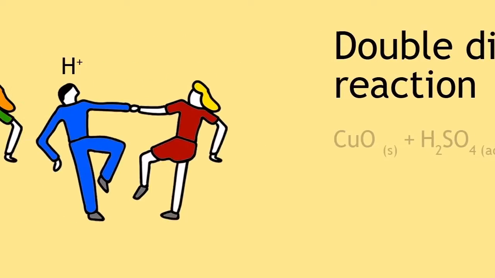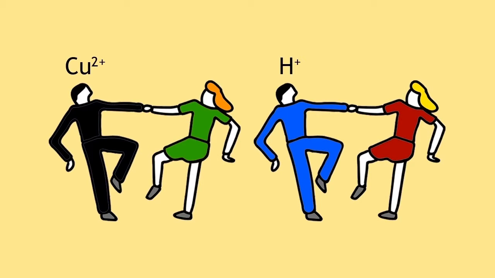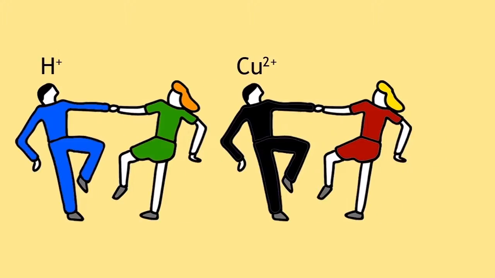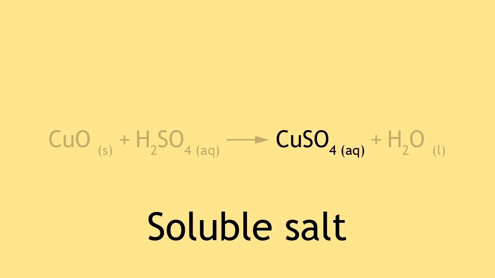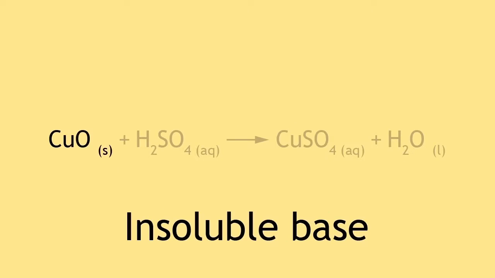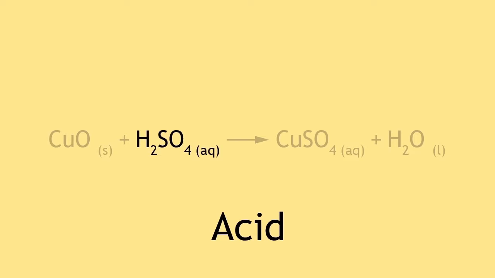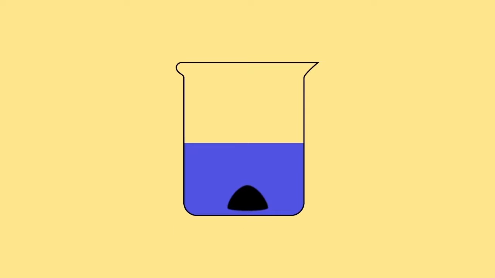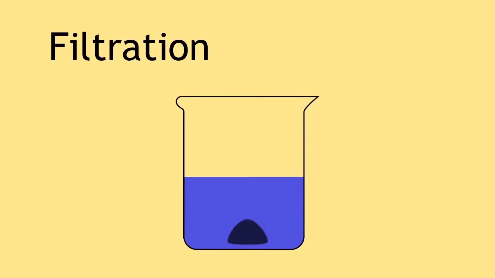An acid-base neutralization reaction is a type of double displacement reaction. The copper and hydrogen ions have switched, much like how certain dancing partners can switch. Therefore, a soluble salt can be made by reacting an insoluble base with an acid. Referring back to your solution, you may find some unreacted copper 2 oxide powder that can be removed by filtration.